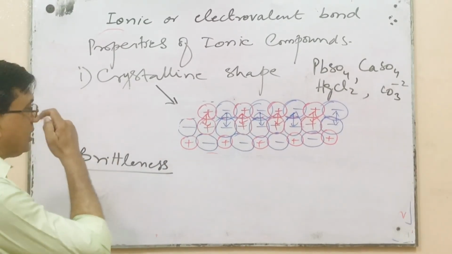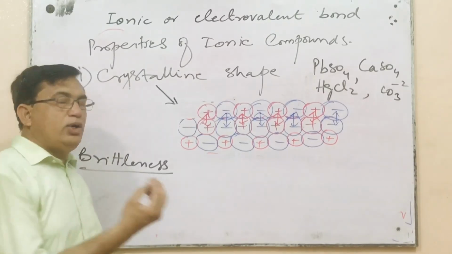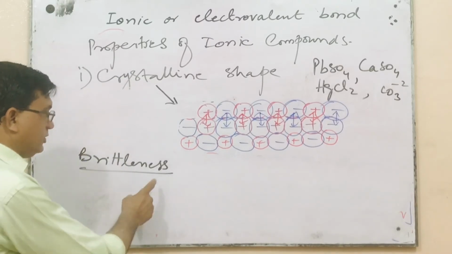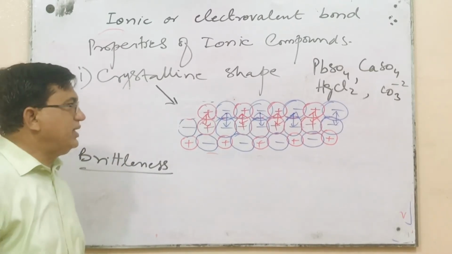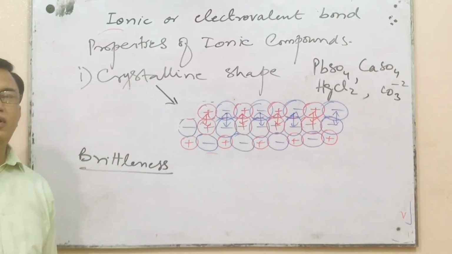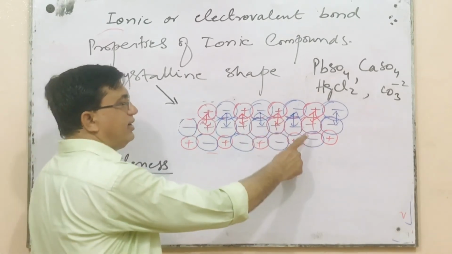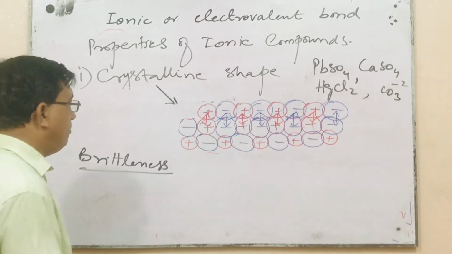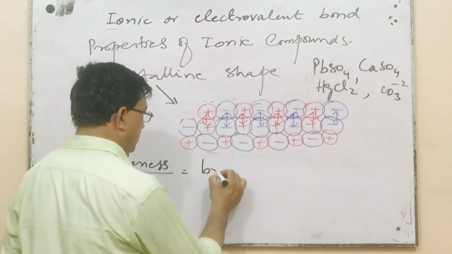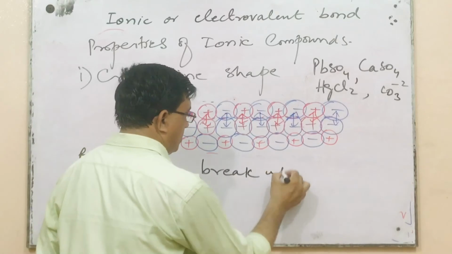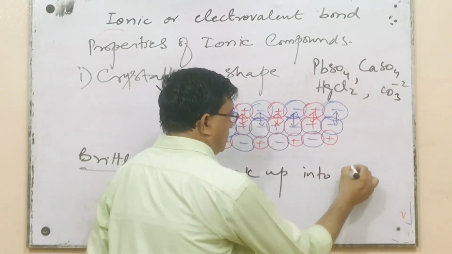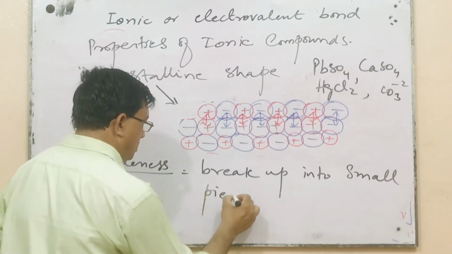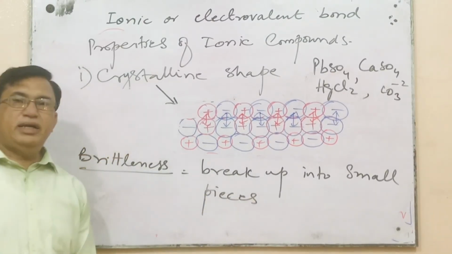If a substance breaks into smaller pieces on applying force, then definitely this property is called brittleness, and this is also an important property of ionic solids. Brittleness means break up into small pieces.